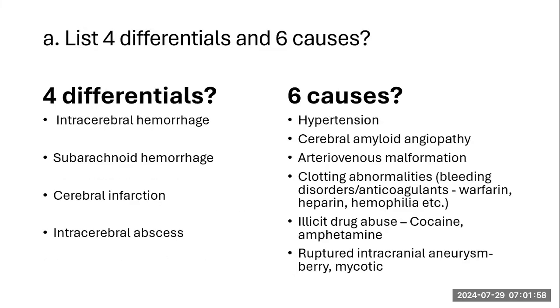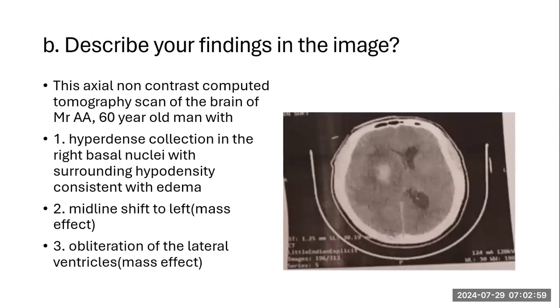Four differentials include intracerebral haemorrhage, subarachnoid haemorrhage, cerebral infarction, or intracerebral abscess. Six causes, using my first differential, intracerebral haemorrhage: hypertension, cerebral amyloid angiopathy, arteriovenous malformation, clotting abnormalities such as bleeding disorders, or use of anticoagulants such as warfarin and heparin, and individuals with hemophilia. Use of illicit drugs such as cocaine and ketamine. Rupture of an intracranial aneurysm such as berry aneurysm or mycotic aneurysm.